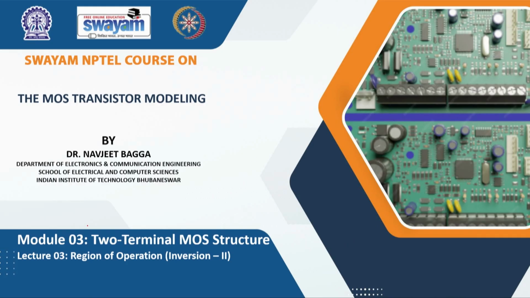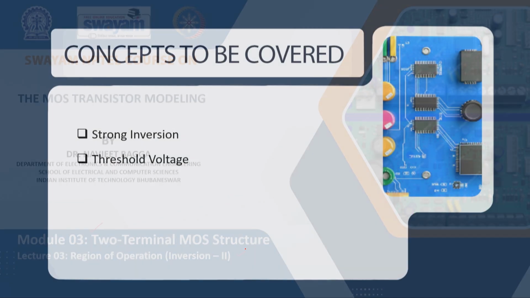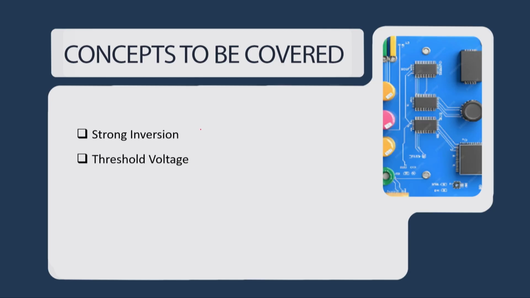We are in module 3, which is two terminal MOS structure, and we are discussing the region of operation. So this is lecture 3, region of operation, inversion 2. In this lecture we will explore and get much more insight into the strong inversion, or the classification of the inversion region, be it weak inversion, moderate inversion and strong inversion.